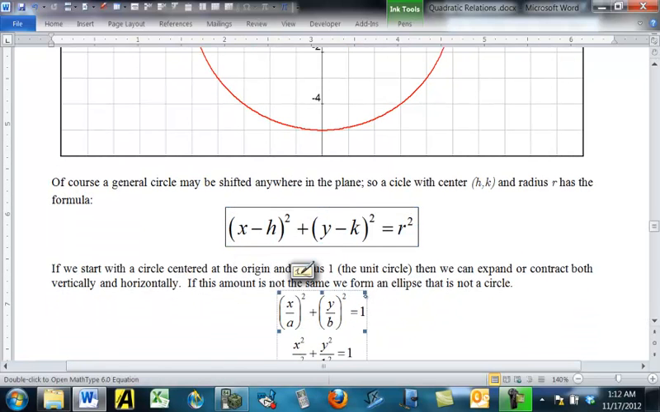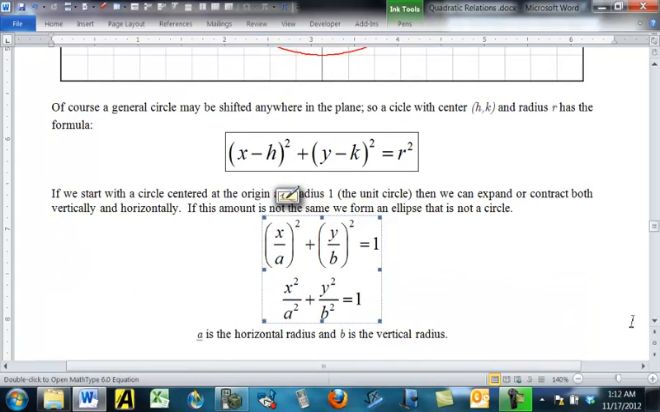Now what if we stretch it a little bit? Let's start with the original one, x squared plus y squared equals 1, the unit circle. If we stretch it in the x direction, we replace x by x divided by a, stretch or compress, and y by y divided by b. That gives us an ellipse.